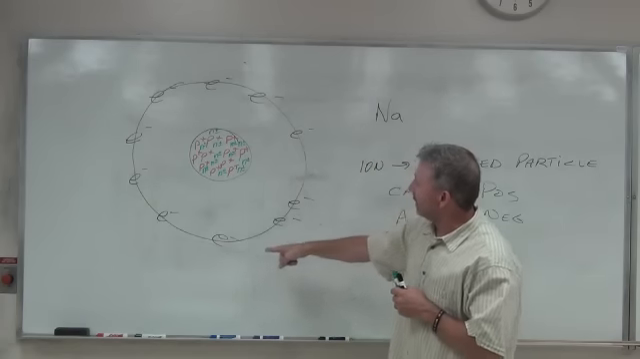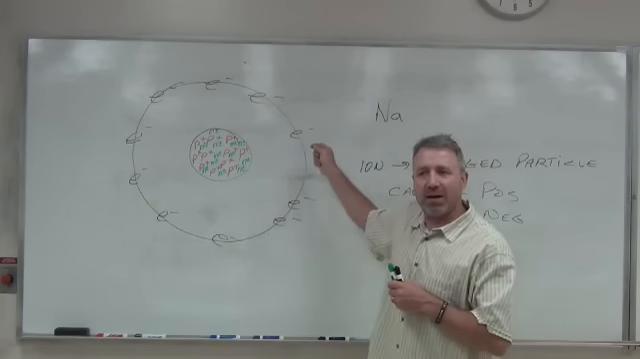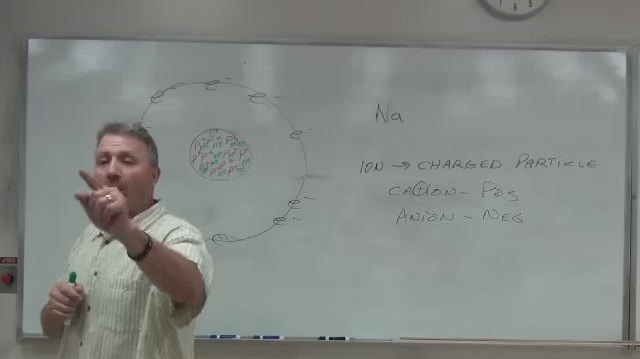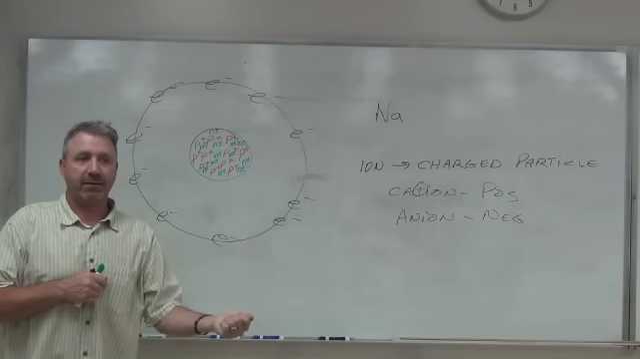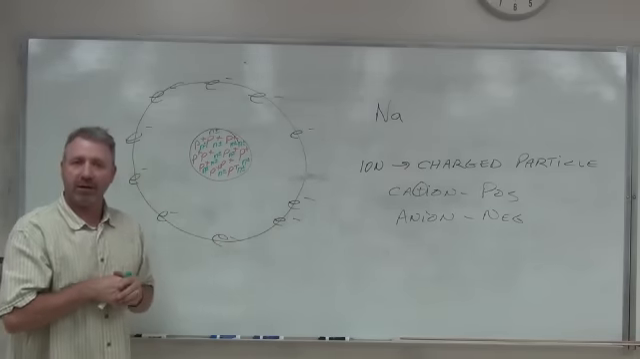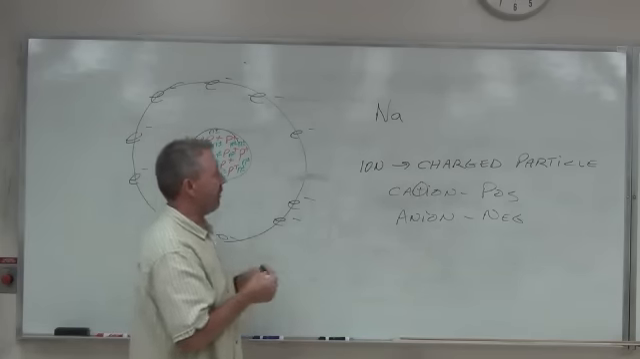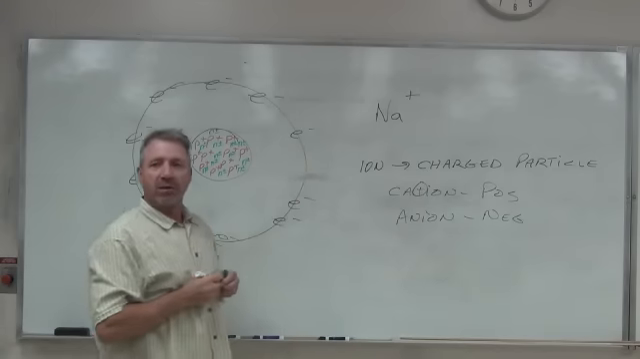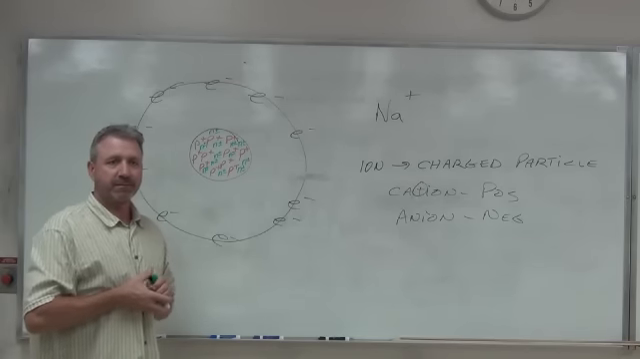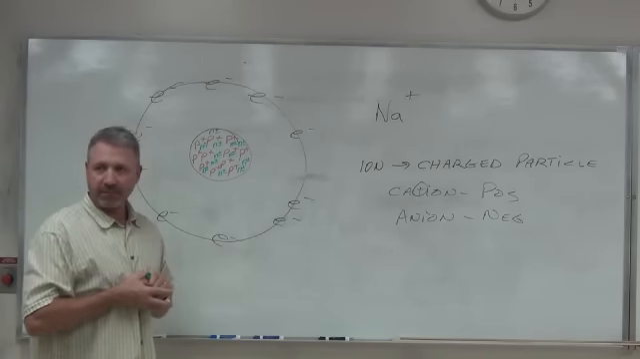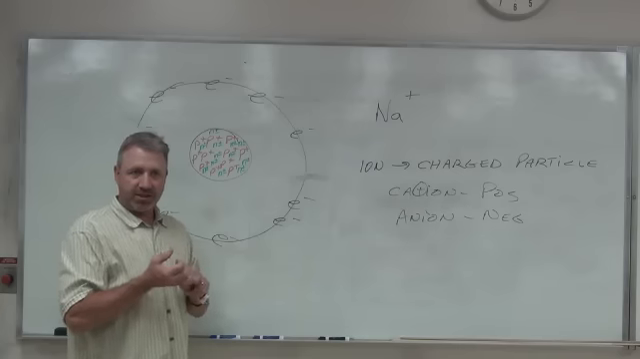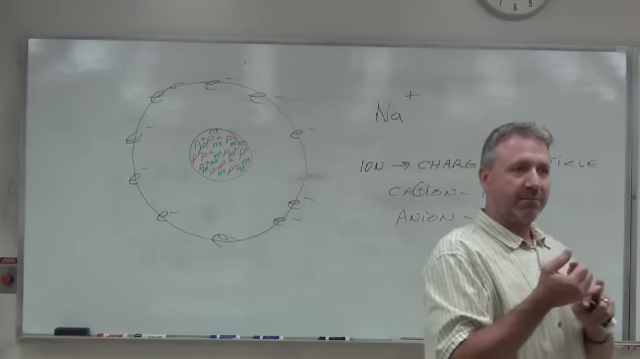So now, if I remove an electron, I have 10 electrons in the region surrounding the nucleus, but I have 11 positives, which means I have one proton that is unpaired, right? And so the atom now takes an overall net charge of plus one. So I write that with a little positive charge in the upper right-hand corner of the symbol. A superscript positive charge. Does everybody see that? Changing the number of electrons creates ions.